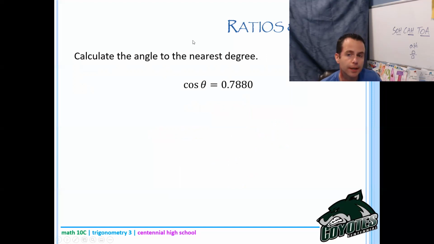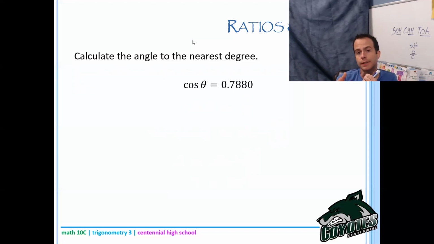So cos of theta equals 0.7880. So this time it's not a fraction, but doesn't matter. That still represents the ratio of cos. Now remember, cos is adjacent over hypotenuse. So this is saying that for some particular angle, the ratio of the adjacent divided by the hypotenuse must give me 0.7880.